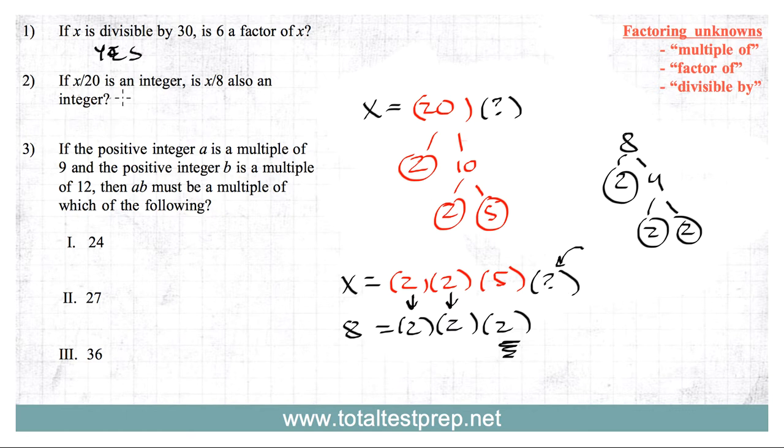And so we can't answer this question with a yes or no. We have to say not necessarily. Maybe, maybe not. If there is another 2 that we find in this question mark, yeah, we can make 8. But if we don't find a 2 down there, we can't make 8. Let's try question number 3. Let me just erase this.